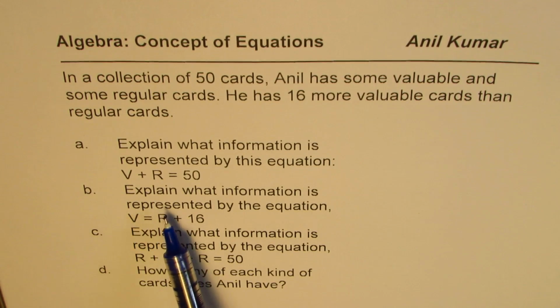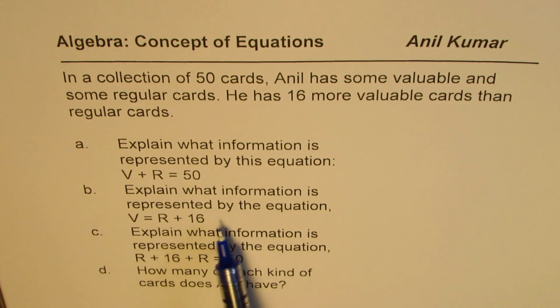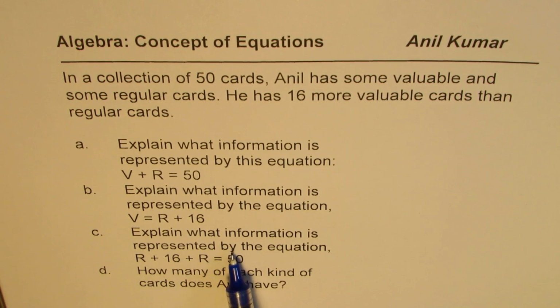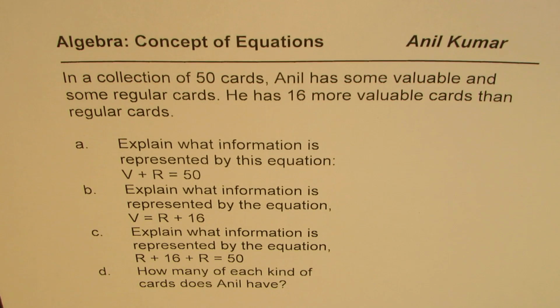B is, explain what information is represented by the equation V equals R plus 16. C is, explain what information is represented by the equation R plus 16 plus R equals 50. D: How many of each kind of cards does Anil have? So these are the 4 questions based on the information given to you. You can pause the video, answer the question, and then look into my suggestions.